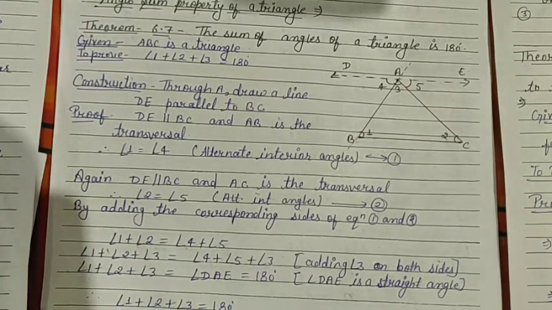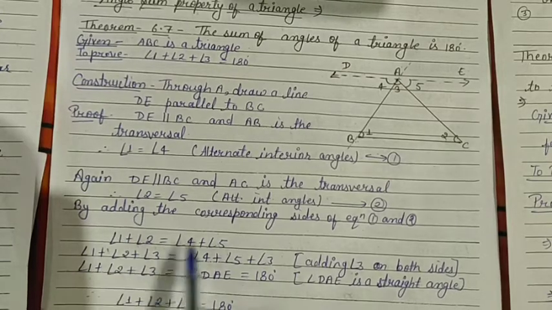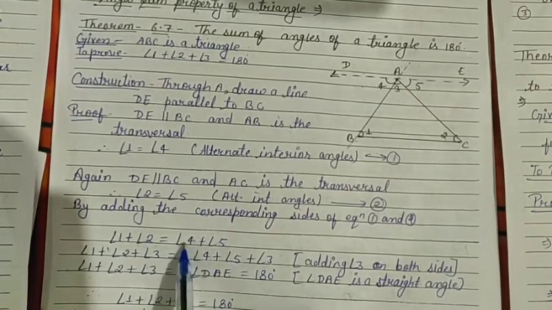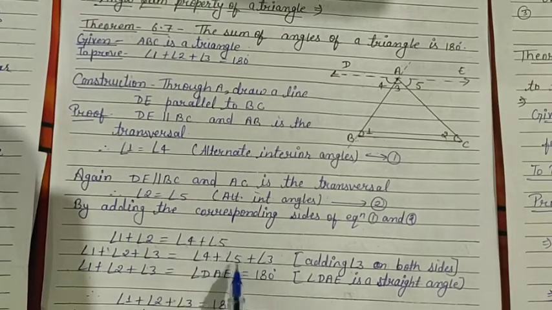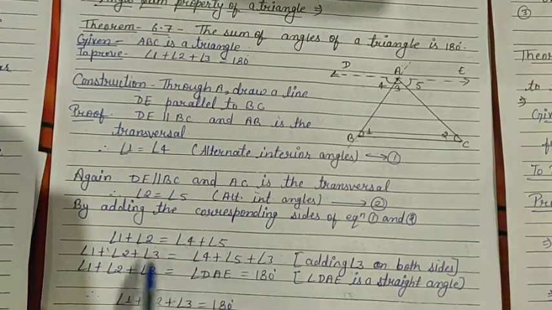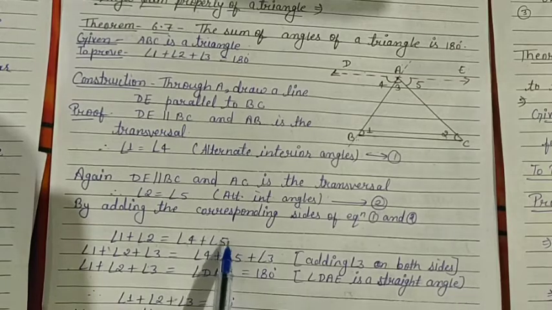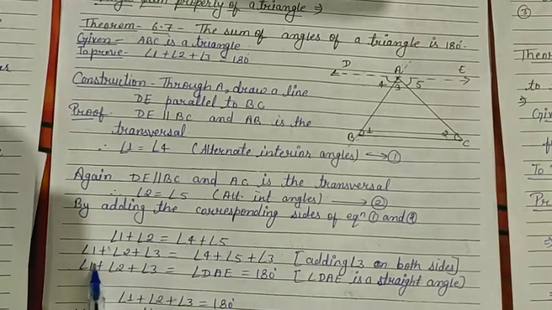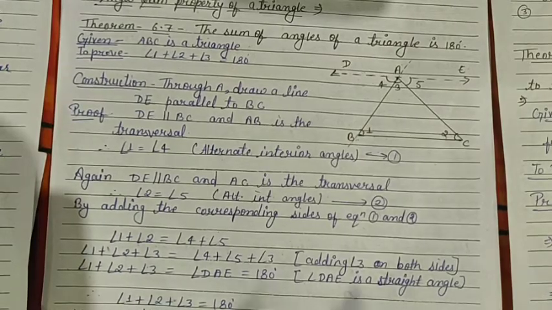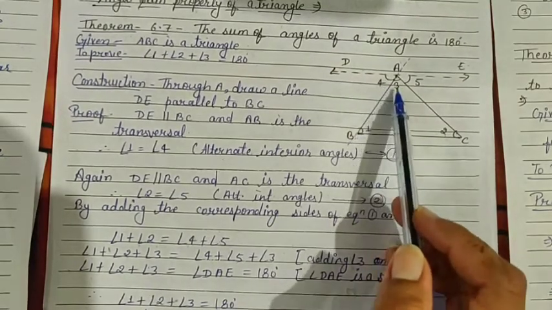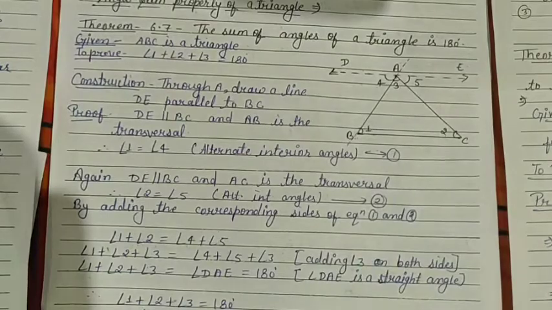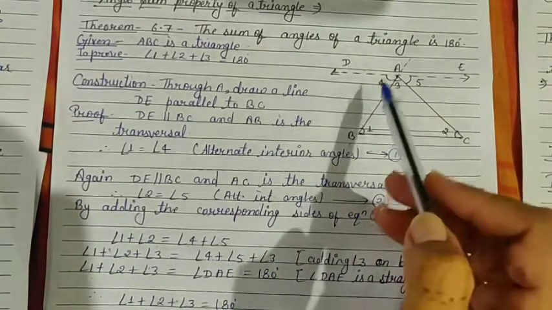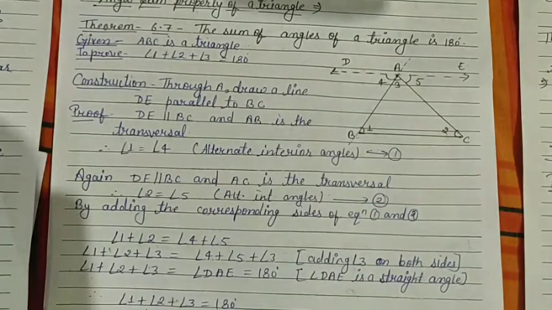When I add angle 3 on both sides of this equation, then I get angle 1 plus angle 2 plus angle 3 equals angle 4 plus angle 5 plus angle 3. Now, angle 4 plus angle 5 plus angle 3 are angles on a straight line on the same side, so their sum will be equal to 180 degrees.